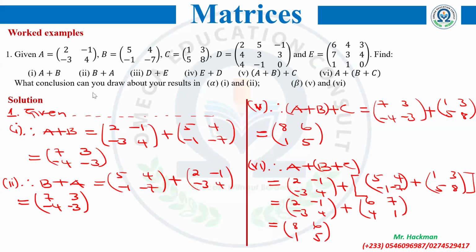Now, the conclusion. Look at the second part of the question. What conclusion can you draw about your result in alpha, I and II, then beta, V and VI? If you compare, A plus B gave you the result. When we swap the matrix A and B, B plus A, we had the same result. So in this case, like Prof. Joel said, we can confidently say that matrix addition is commutative. My professor, do you agree? Yes, please. Okay, very good.